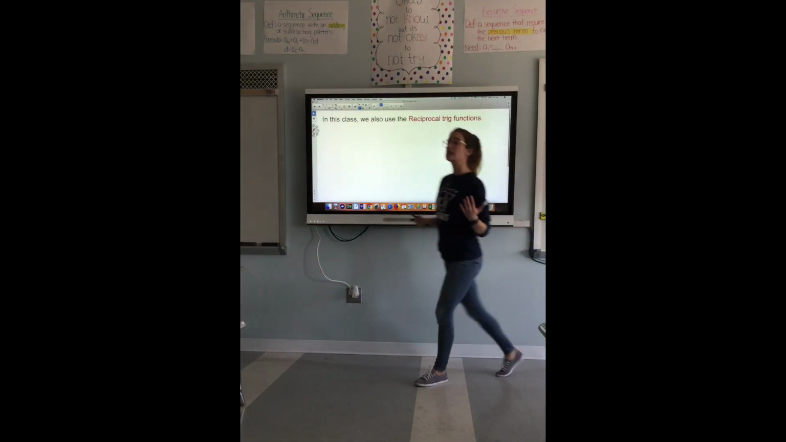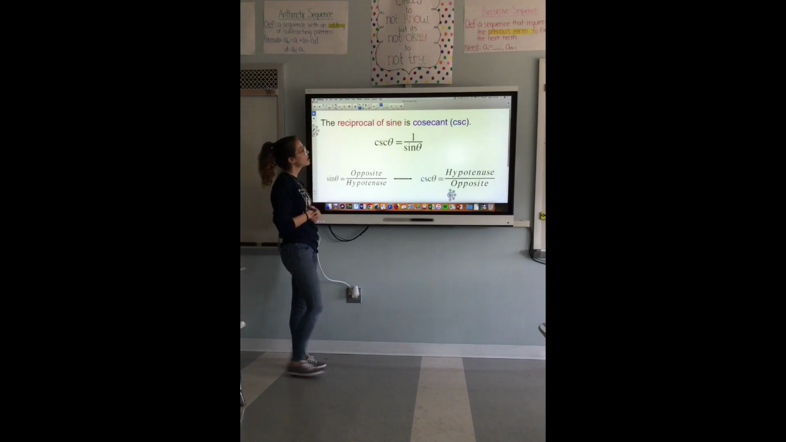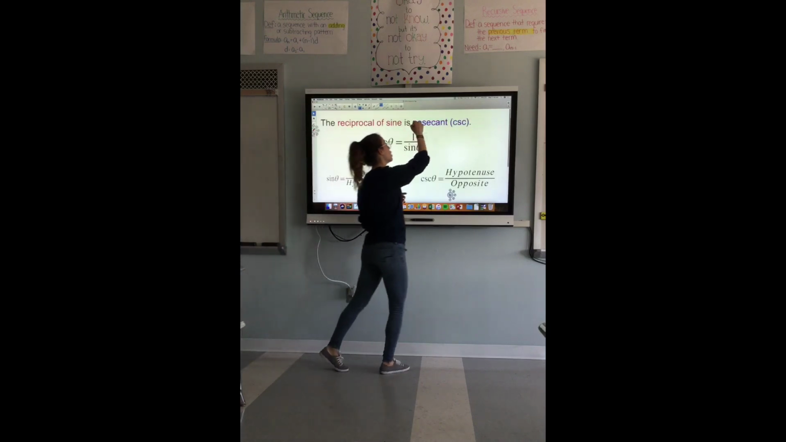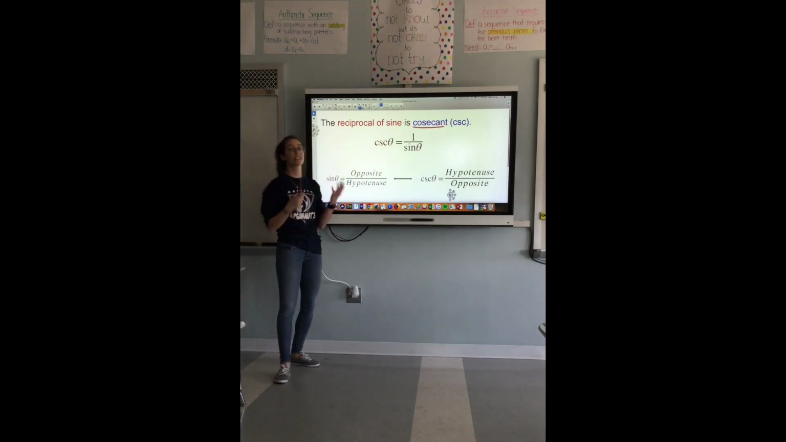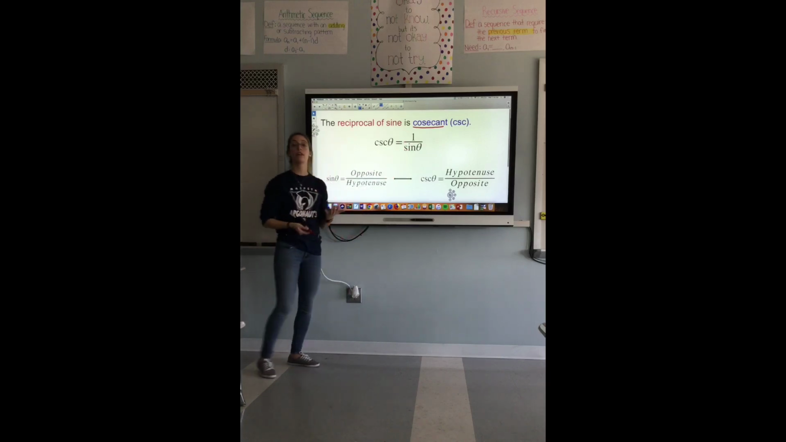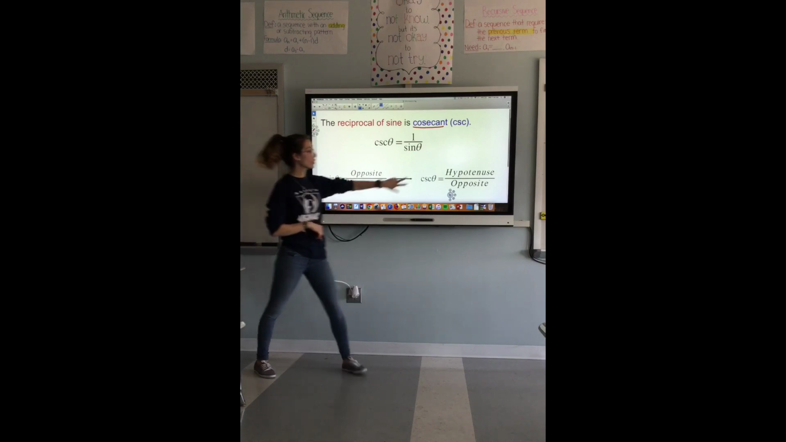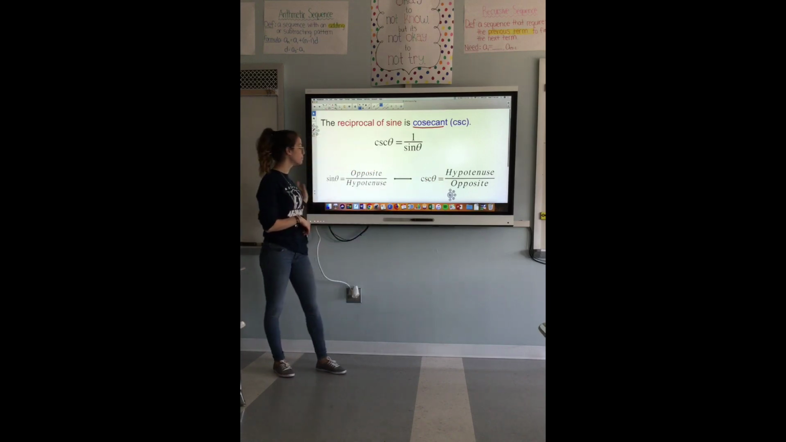Now, we also are going to be dealing with reciprocal trig functions. So our first reciprocal trig function is called cosecant. Now, cosecant is the reciprocal of sine. So the cosecant is 1 over sine of our angle. Okay? Now, if sine is opposite over hypotenuse, the cosecant is the flip of that. So it's hypotenuse over opposite.